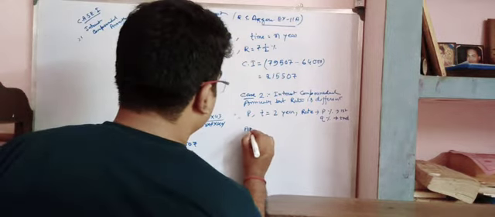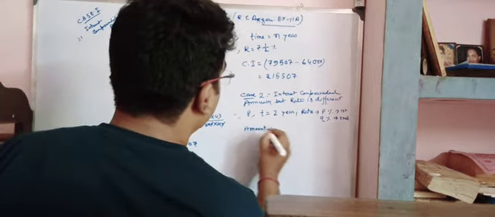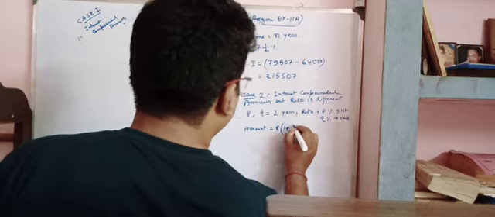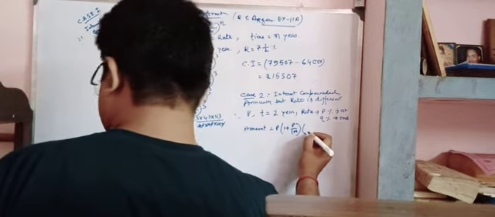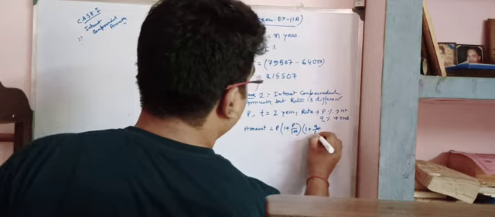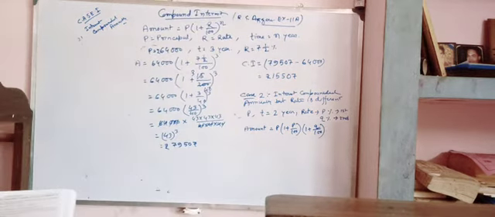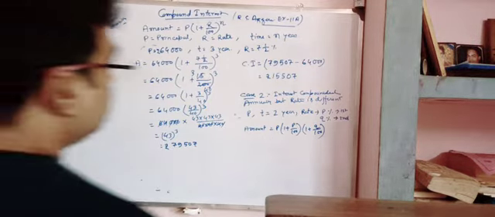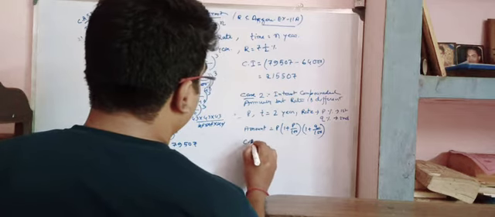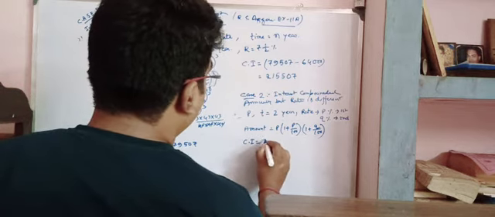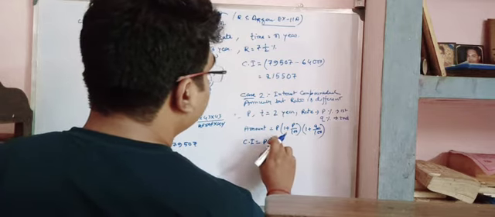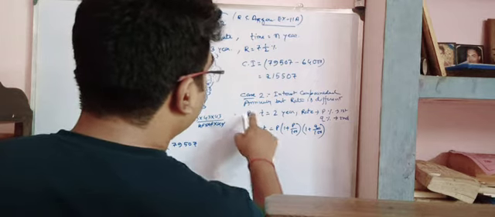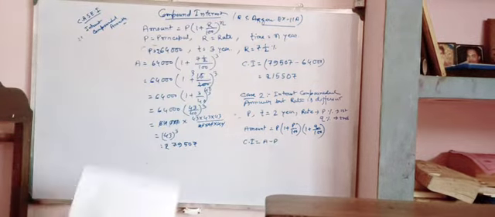So what will be my formula? The amount should be P into 1 plus p by 100 into 1 plus q by 100. Okay, this is my amount. And what is my compound interest? CI is equal to A minus P, means this minus this P. Okay, so this is case 2.